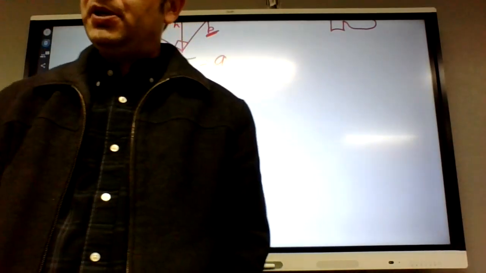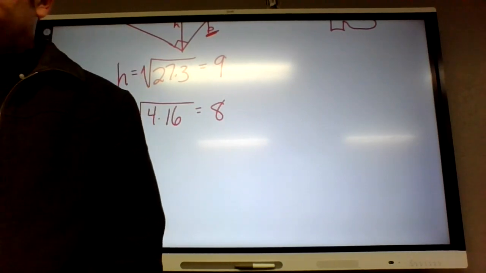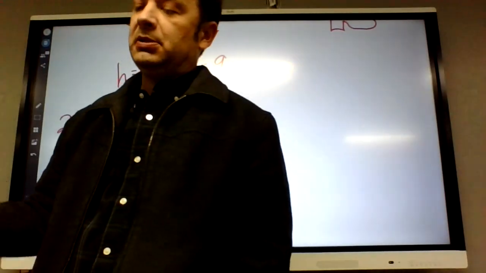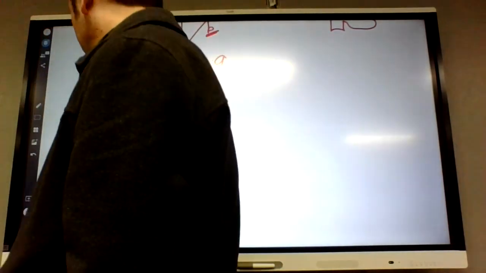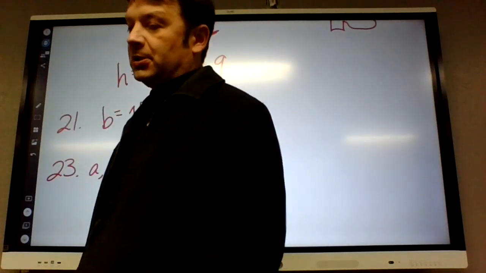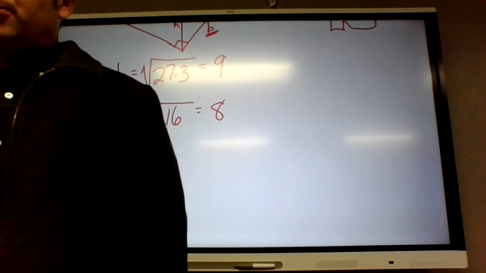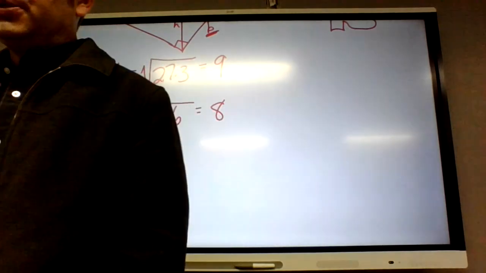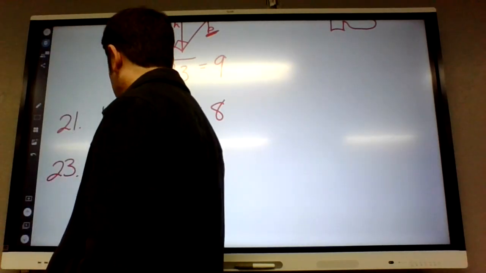B, does V over U equal X over Z? Yes, it does. That one's kind of like the little triangle to the big triangle equals little triangle to big triangle. As long as it follows a pattern with these parallel lines, you should be good. C, does W over Y equal U over Z? Yes, it does.